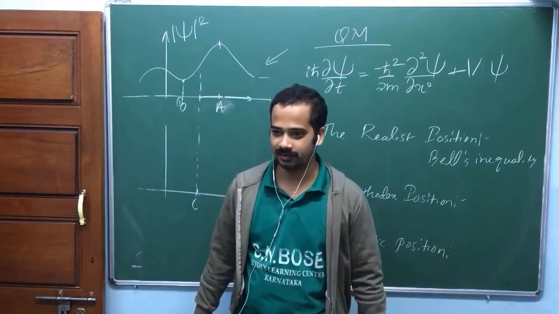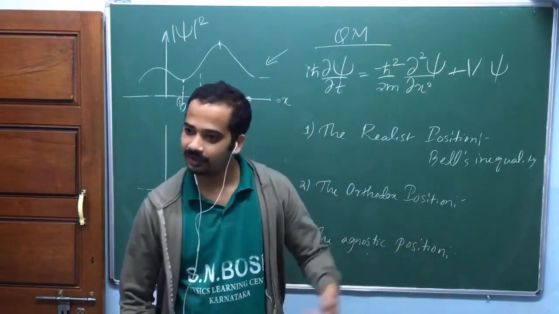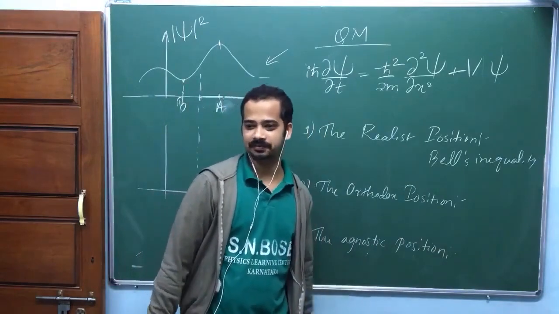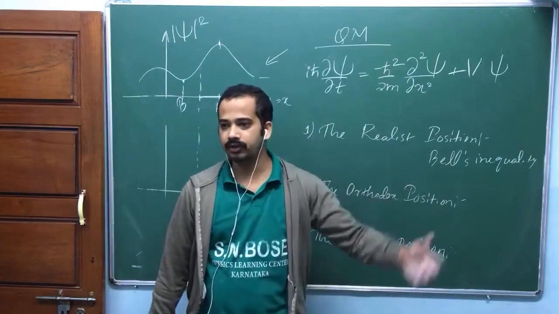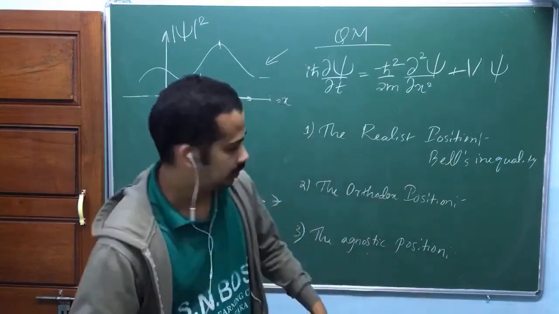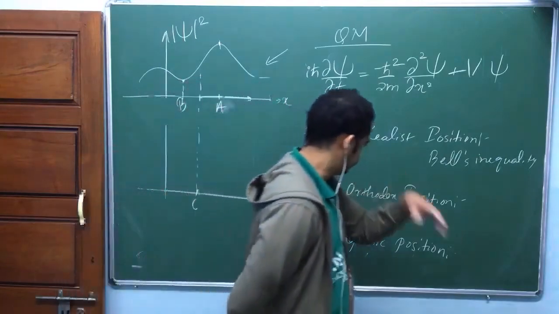Now we have one mathematical theorem and experimental proof to say quantum mechanics is a complete theory. Are you getting the point? Maybe in the evolution we may have problems, but it is complete.